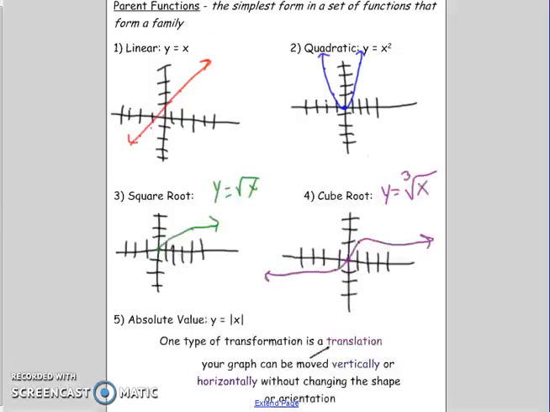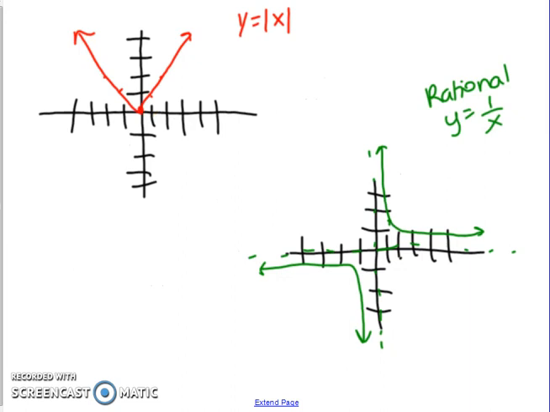So we don't necessarily have to worry about the shape of the graph, but just know that y equals x is a parent. Y equals x squared is a parent. Y equals the square root of x is a parent. Cube root, same thing. They're all going through 0. That's the thing they have in common. Okay, except for the rational, but that's because it has an asymptote. So each of these parent functions are going to be transformed different ways.